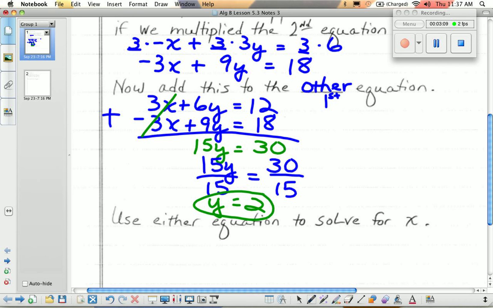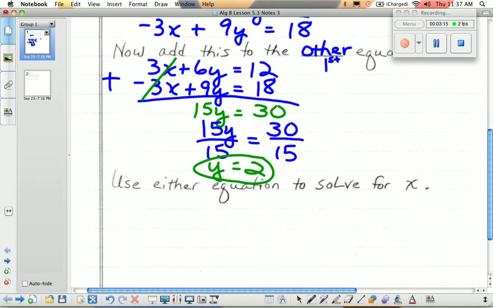And we always like it when it turns out to be an integer, don't we? We're feeling pretty safe that it might be right then. By the way, do they have to be integers? Do you have to get an integer answer? No. Okay, it's just that I've been nice to you and I've given you equations where you do get integer answers, right? Okay. So now it says use either equation to solve for x.